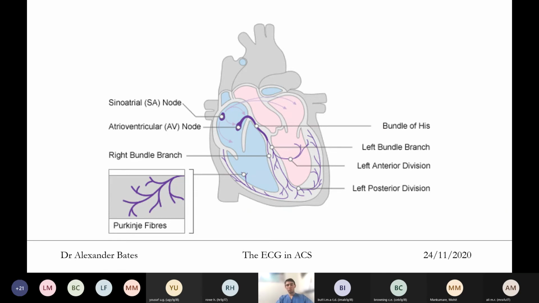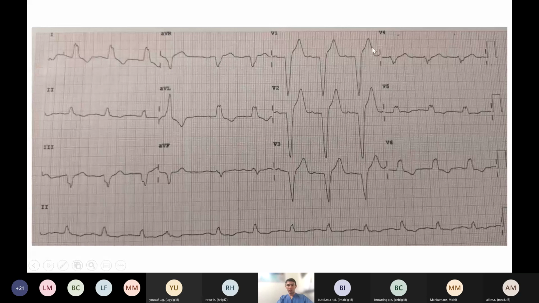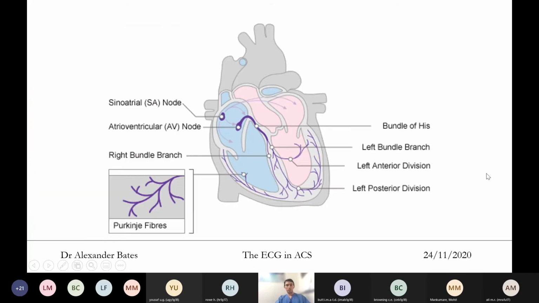The left bundle also can often give you certain changes. So it's very difficult to look at the J point here, because it's actually quite elevated. It's up here, here. The key things to know about: is it dynamic? Is it changing? And what does the patient look like? And do you have old ECGs? That's what we need to look at.